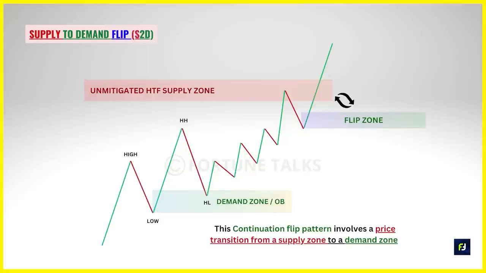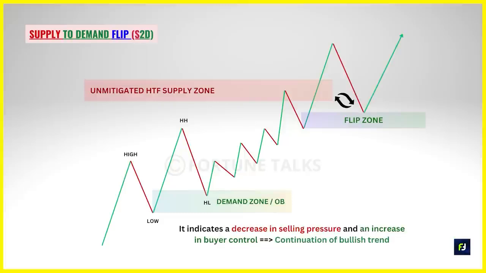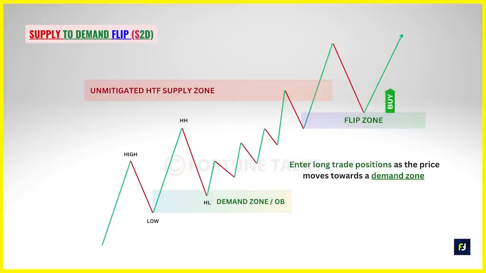As the name suggests, it implies a shift from a supply zone to a demand zone. This flip pattern indicates a decrease in the selling pressure and an increase in the buyer control or dominance, thereby suggesting a potential continuation of the bullish trend. Traders spotting this pattern can seek opportunities to enter long trade positions as the price reverses from the supply zone and moves towards a demand zone. Now let's look into this scenario in greater detail.